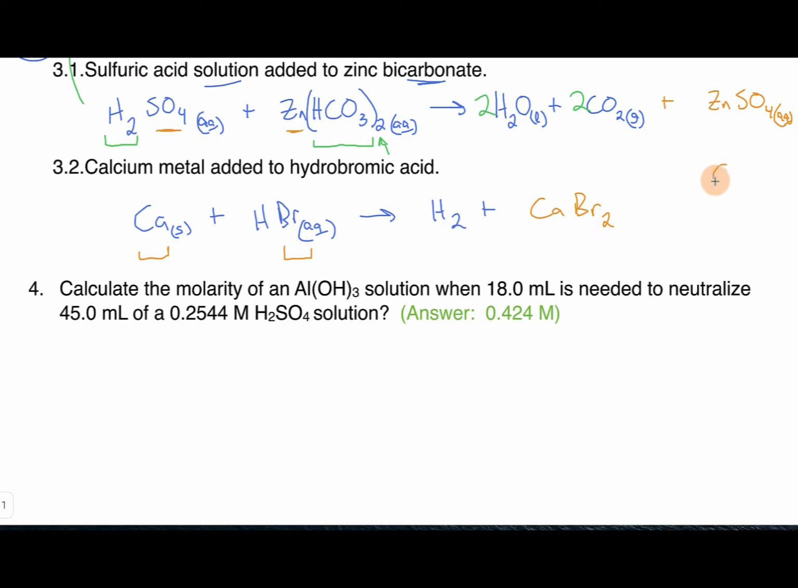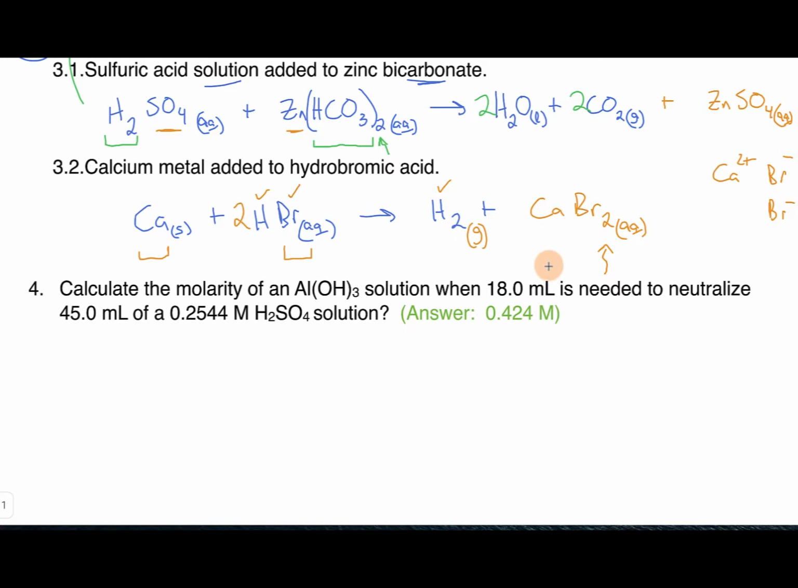Calcium is in the second family, so it always has a +2 charge. Bromide is a halogen, always has a -1 charge. We need 2 bromides to balance out the +2 charge on the calcium. And that actually gives us our point of reference in terms of balancing out this reaction. If we put a 2 in front here to take care of the bromine, we'll notice that we've also taken care of the hydrogen, and the reaction is balanced. One thing I forgot to do is I also want to show the gas being formed there with the hydrogen.